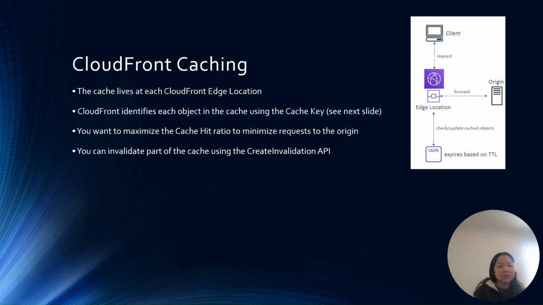CloudFront caching. The cache lives at each CloudFront edge location. CloudFront identifies each object in the cache using the cache key. See the next slide. You want to maximize the cache hit ratio to minimize requests to the origin. You can invalidate part of the cache using the CreateInvalidation API.